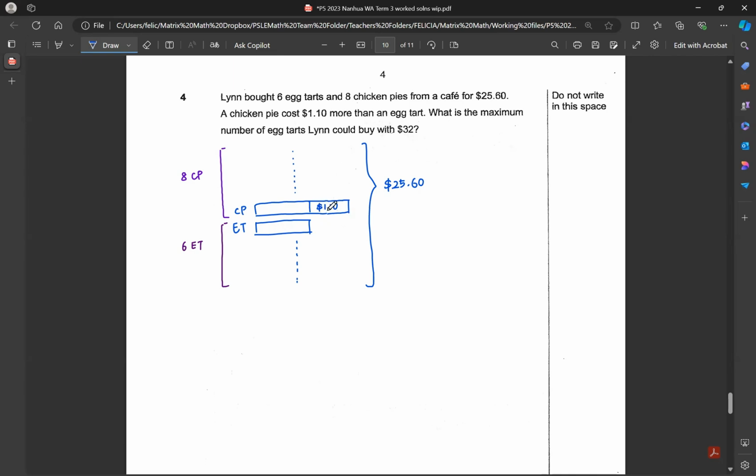The $1.10. Take note, it's not just $1.10, but it's actually 8 sets of $1.10 because there are 8 chicken pies. So there are supposed to be 8 sets of this $1.10. So we're going to work that out. So 8 times $1.10 to get rid of. This will be $8.80. And of course, I can use my 25.60 minus this $8.80. This will be $16.80 for this.